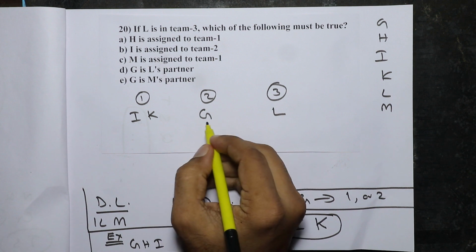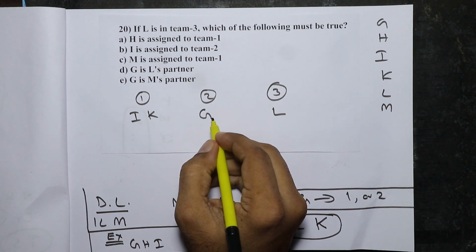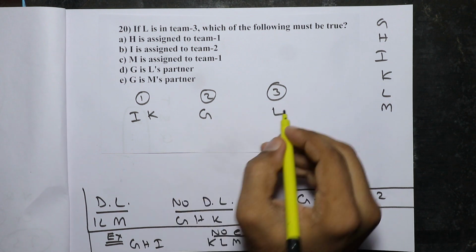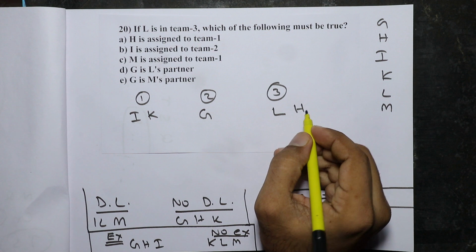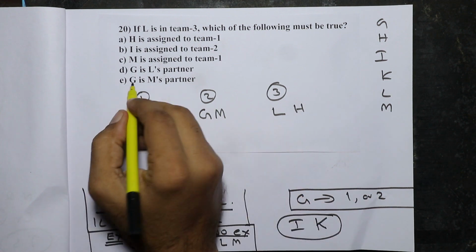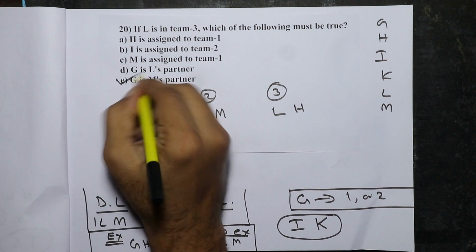Now let us identify G's partner. Now if G's partner is H, then neither G nor H has a driving license. So H cannot be partnered with G. So H has to be with L and M should be with G. So this must be true. G is M's partner. This must be true. Hence option E is the right answer.